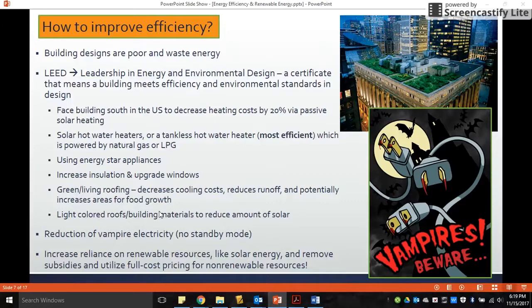It's still taking in energy and you are still paying for it. So if you reduce the consumption of vampire energy, then you're going to actually reduce your power bills as well. And then we want to increase our use of renewable energy resources like solar energy, and subsidize those more instead of subsidizing our oil and gas industries.